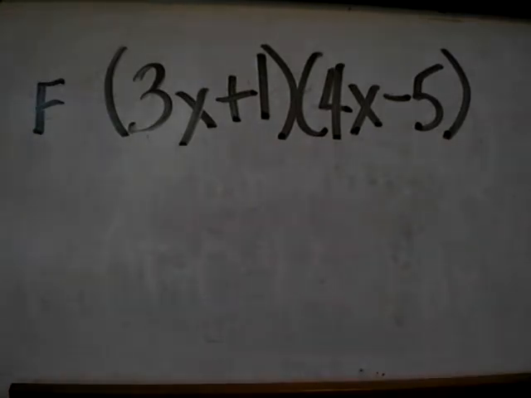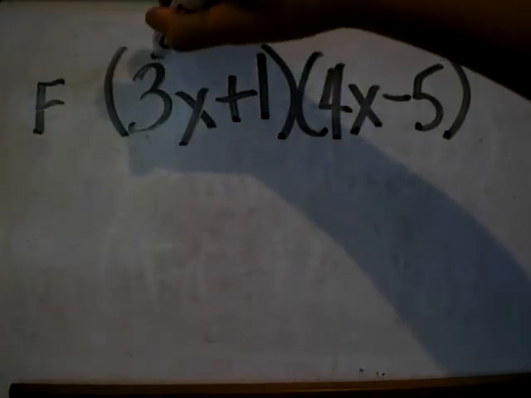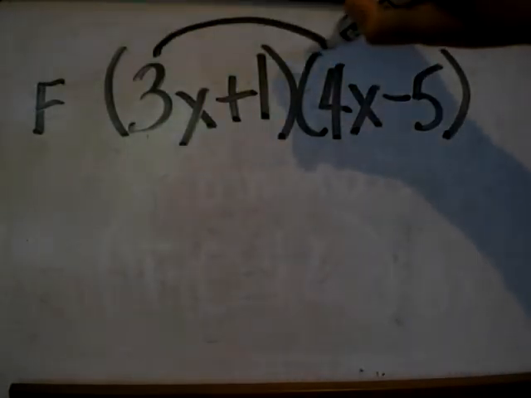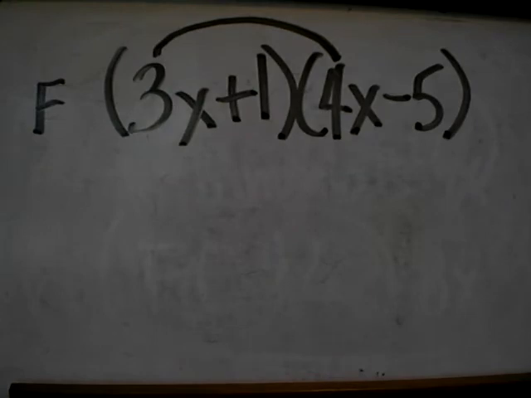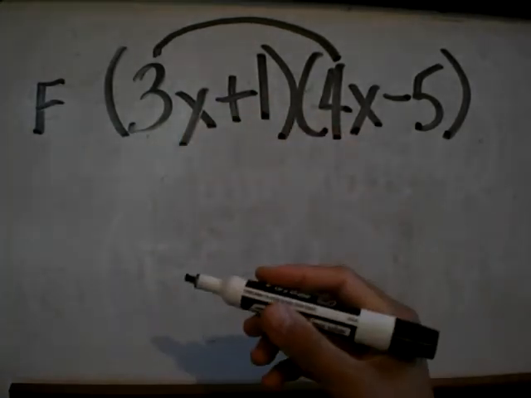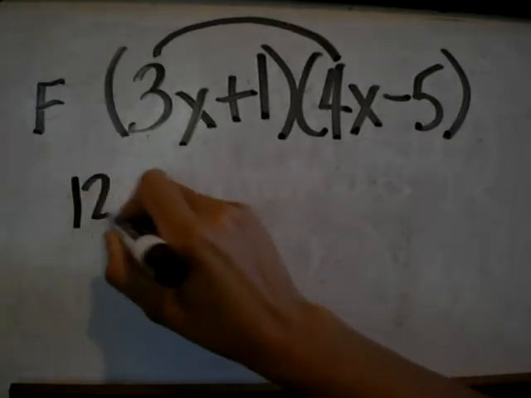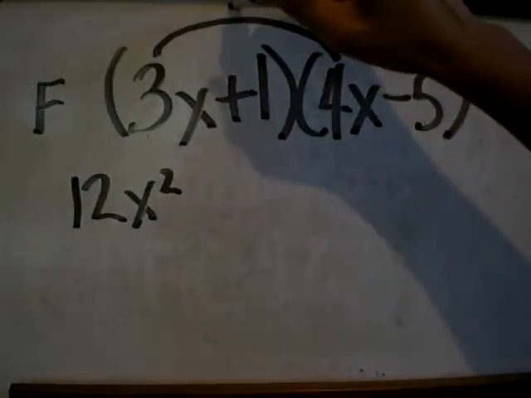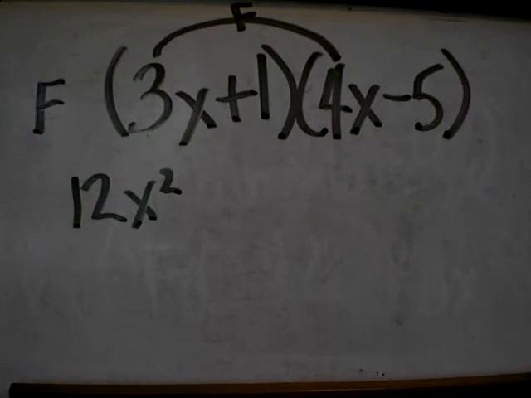So what we're going to do is multiply these two terms first. So 3x times 4x, we get 12x squared. So that's our F in FOIL.